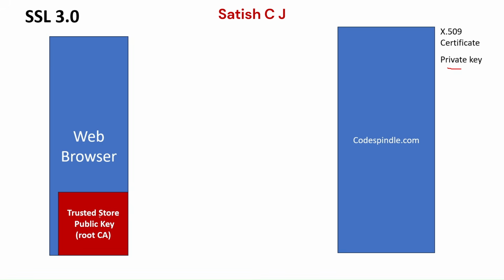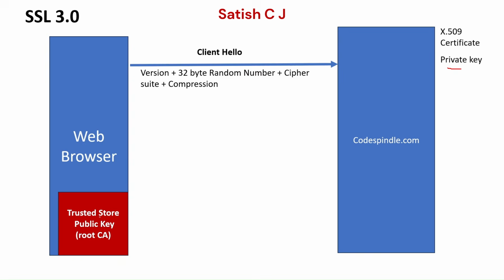Now this entire protocol starts from the client. It will establish communication with the domain with a hello message, client hello. As part of this message, we will send the version, say SSL 3.0. And the client takes a 32-byte random number. And the supported cipher suites, that is, all the cipher suites supported by this specific client, are sent, along with the compression algorithms. So this data is sent to the server.